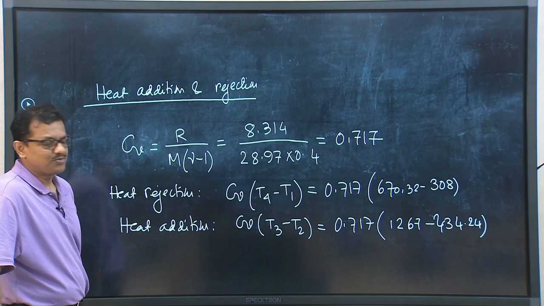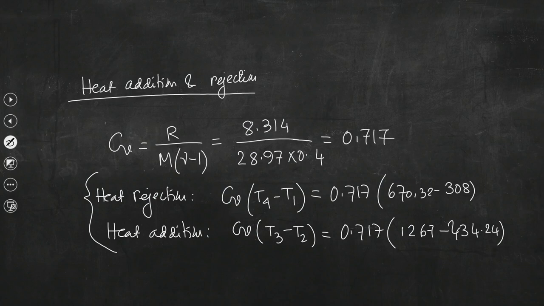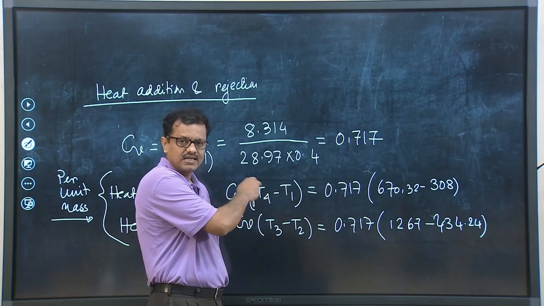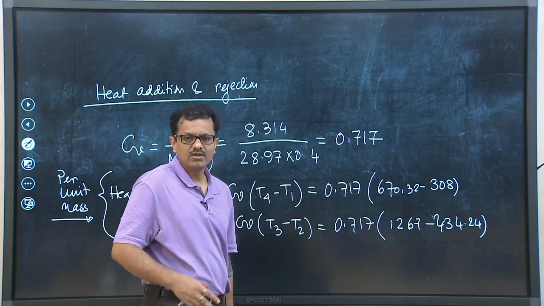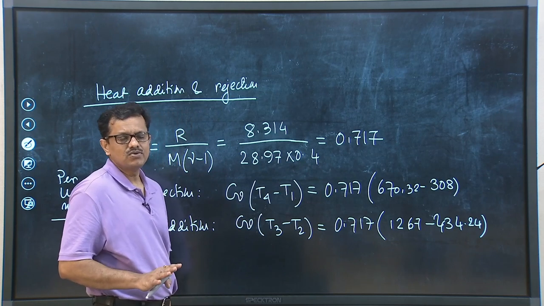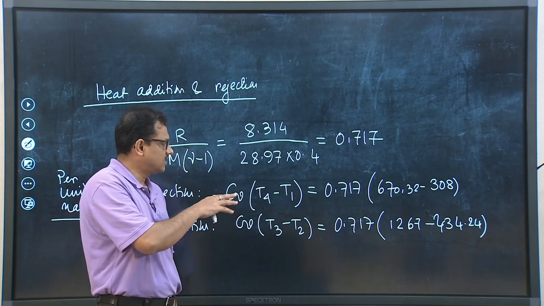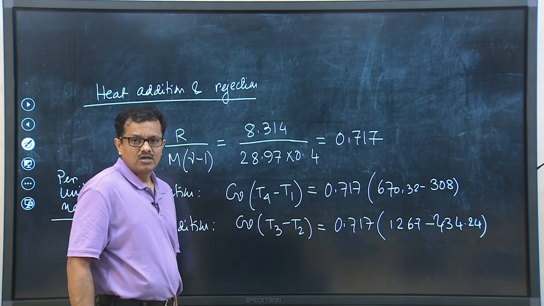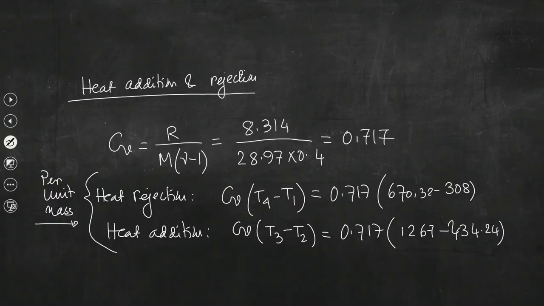Now, I have not written the unit, that is very important, because you need to know what would be the unit. Mind it, these two quantities are calculated per unit mass. So, the amount of heat added to the system per kg, kilojoule per kg, or the amount of heat rejected from the system, kilojoule per kg, that would be the unit. So, you have to calculate. You can calculate, and then once you calculate, you also can calculate efficiency, because you know thermal efficiency.